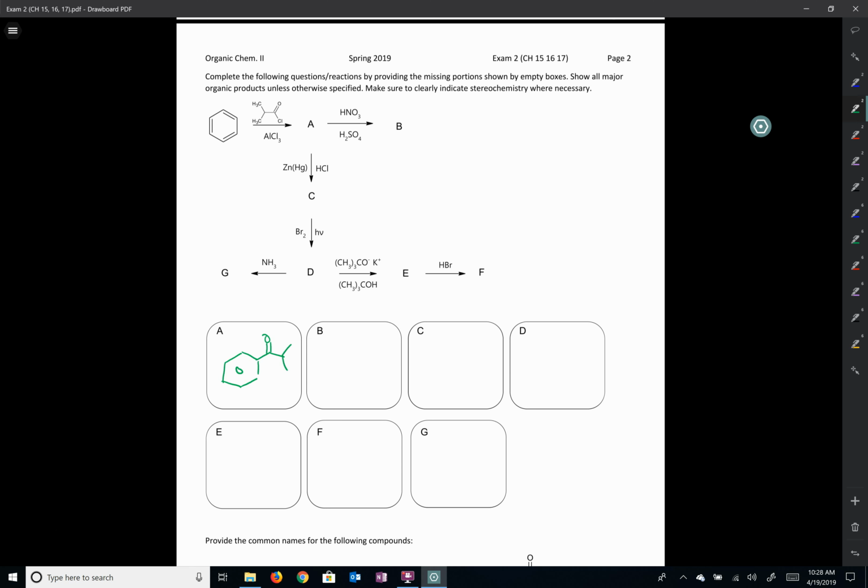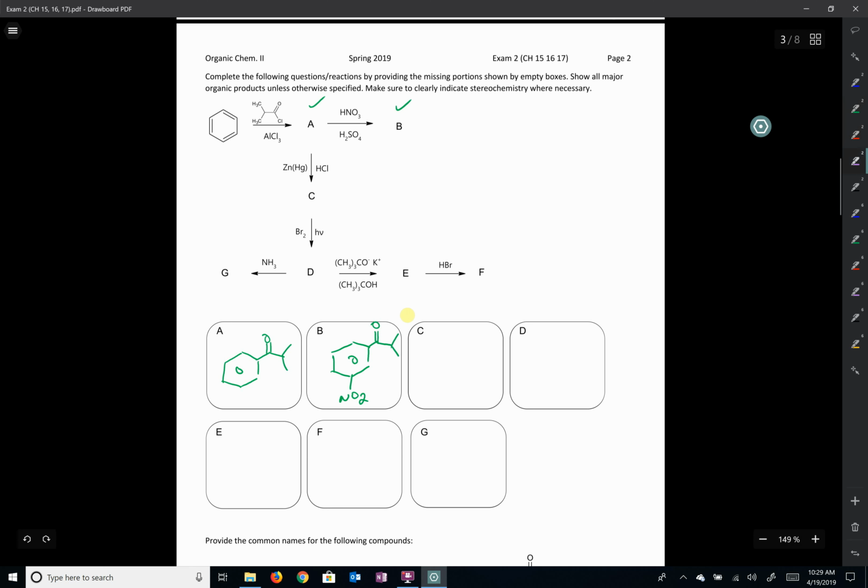Now A transforms into B, and it's a nitration step. Now remember, when we're doing our acylation, we add an electron withdrawing group, right? Our carbonyl group right there is an electron withdrawing group, a deactivating group on the ring. And so we're going to add that nitro ortho to that deactivating group. Okay, cool. So A and B are done.